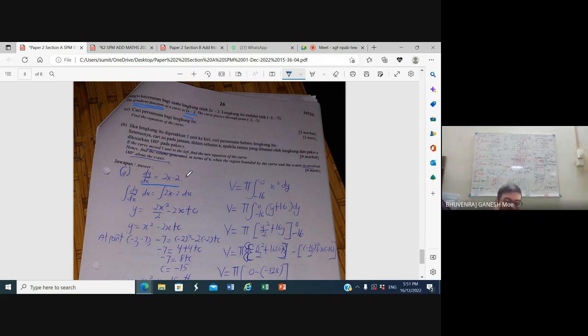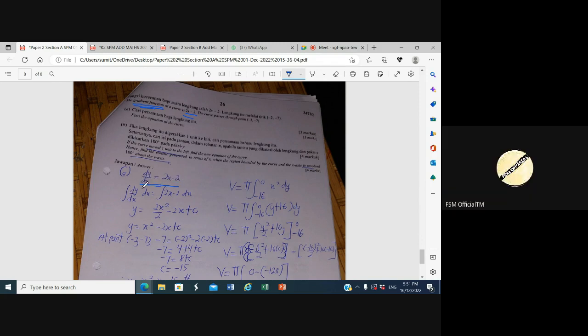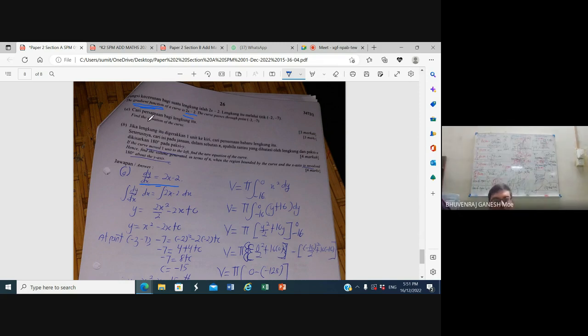Not bad. So we go to this one. When they say gradient function, that's why I put dy over dx equals 2x minus 2. I think everyone is okay with this part. So next, equation of curve. They want you to find the equation of the curve, and there are 3 marks here. Later I'll show how the marks come.